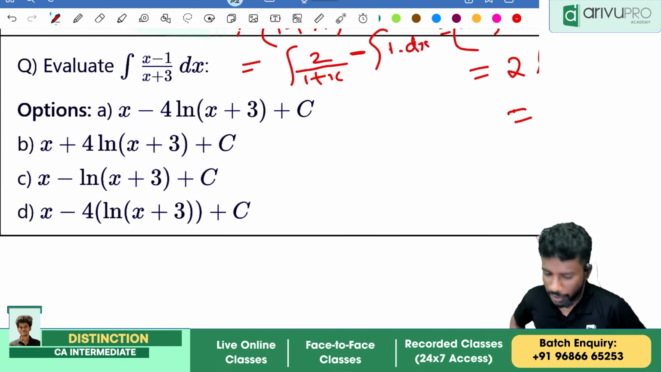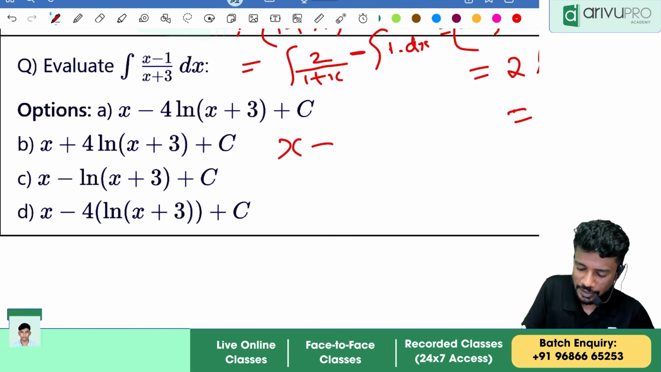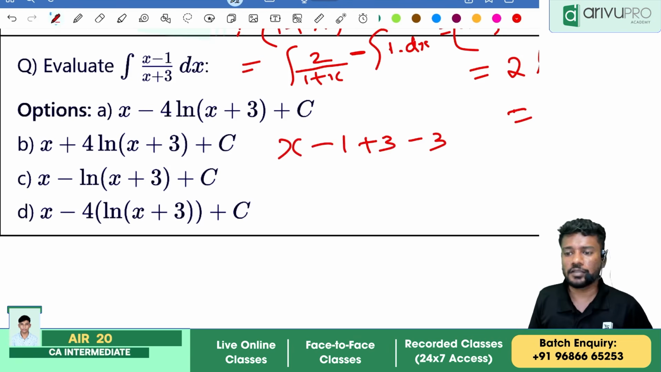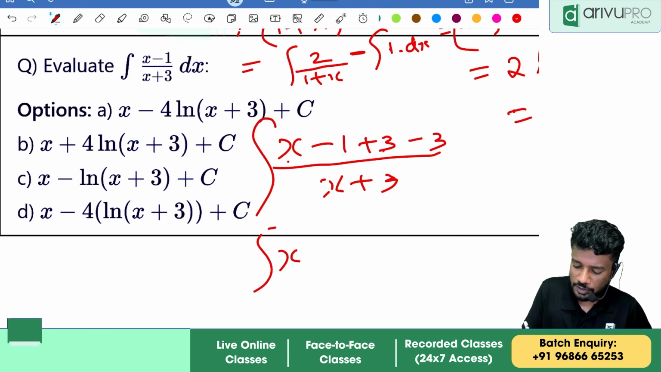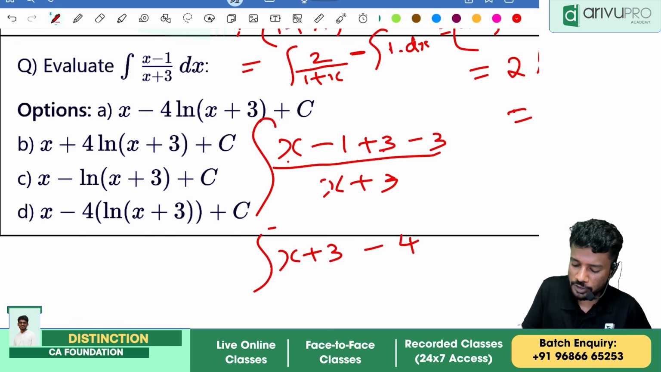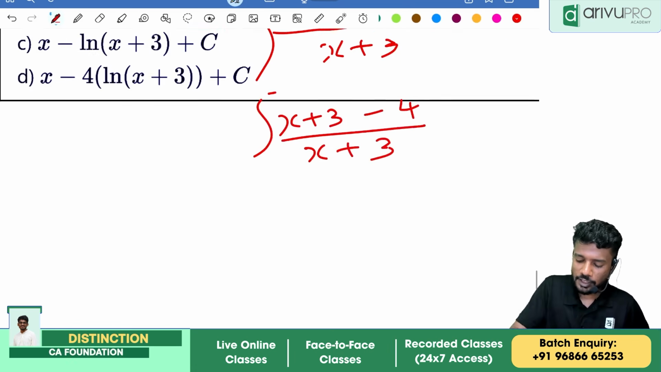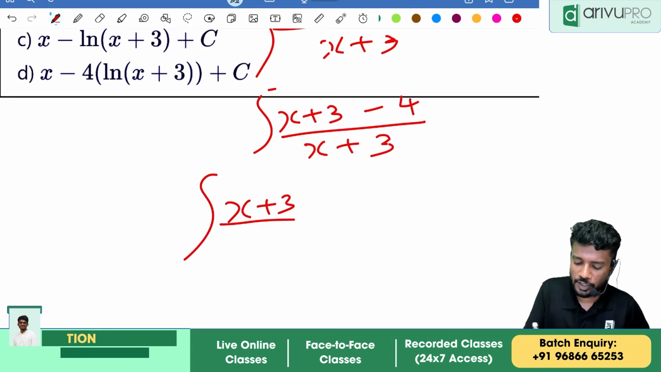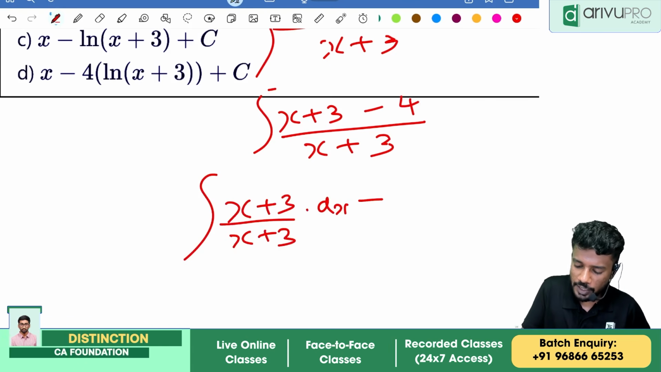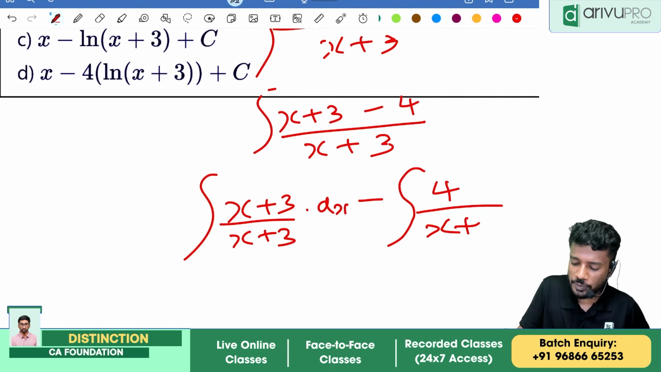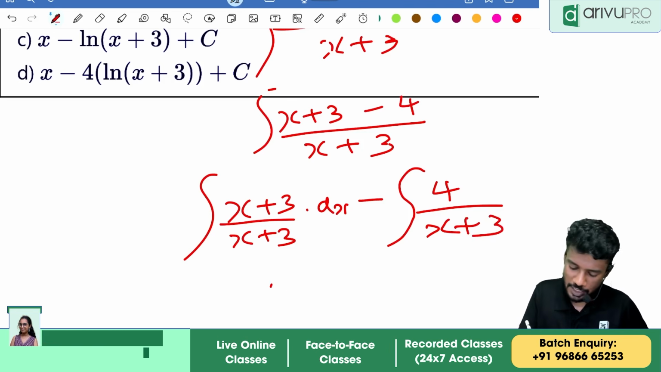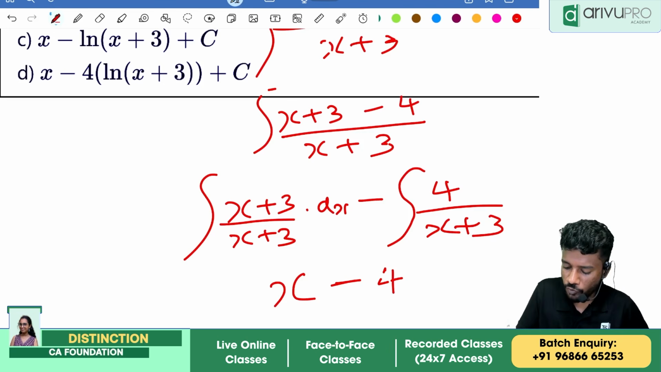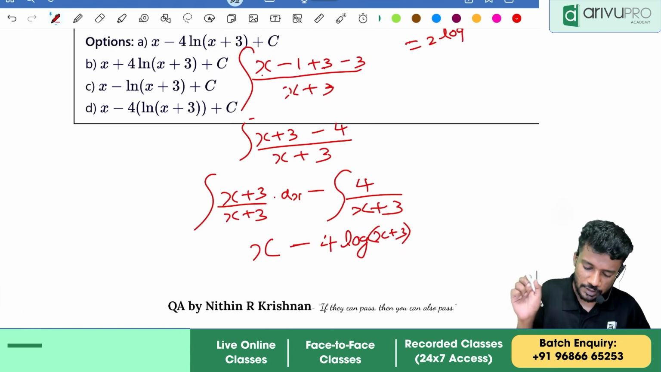Yes, plus 3 minus 3. So what we will do? x minus 1 plus 3 minus 3. We will check whether it is right or not. Yes, x plus 3. Now x plus 3 is there. Then what is remaining? Minus 4 divided by x plus 3. Now split: integral of x plus 3 divided by x plus 3 dx minus integral of 4 divided by x plus 3. x plus 3 divided by x plus 3 is 1. So the integral of dx is x, minus 4 log of x plus 3. That's your answer.